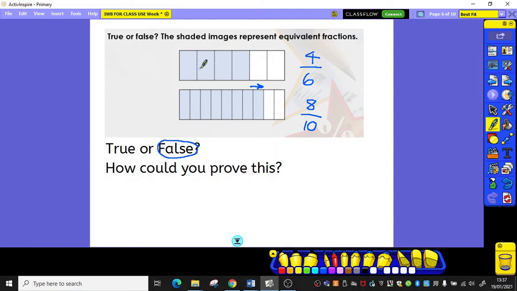Well, I guess if I had a piece of paper and I cut both of these out, I could lay this bar on top of this one, and I could clearly see if I was to fold it along this line, that actually this amount would not have gone along the bar as much as this amount. So laying them on top of each other would be one way that I could prove that.